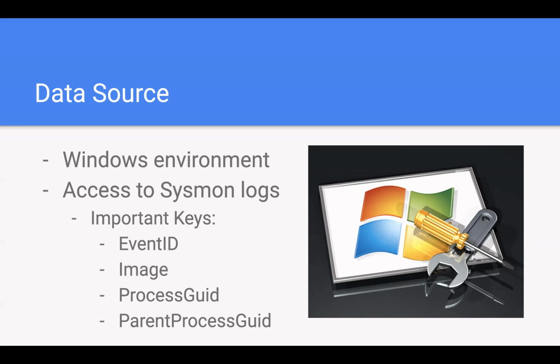Event ID. Every time a Sysmon log is generated, it's associated with a specific event, whether that's process creation, DNS query, etc. Image: in cases in which the log is generated by a file, the name of that file is its image. A process GUID, that's just a label or a key for that specific process. And then the parent process GUID: if that process was spawned by a previous process, then you can figure out what that previous process's GUID is as well.